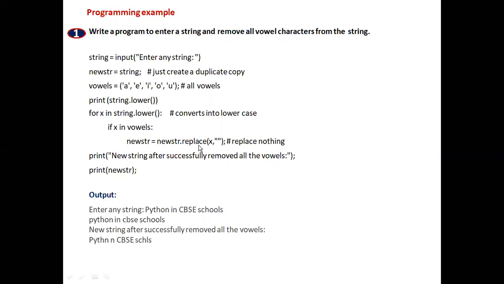It's clear to you, if x in vowels. So this will be replaced only if at the x position, whatever character is coming, which means first p is coming, this is going to take it as p only. Then y comes, y will be taken like that only. T comes, it will be taken like that. H comes, it will be taken like that. As soon as o comes, it is going to be replaced by a space. Then n, and similarly all the vowels will be replaced, and after you come out of the loop, the line will be printed: new string after successfully removing all the vowels is going to be this. This is going to be printed as it is, and the new string will be printed in a new line. In this you can see all the vowels have been removed.